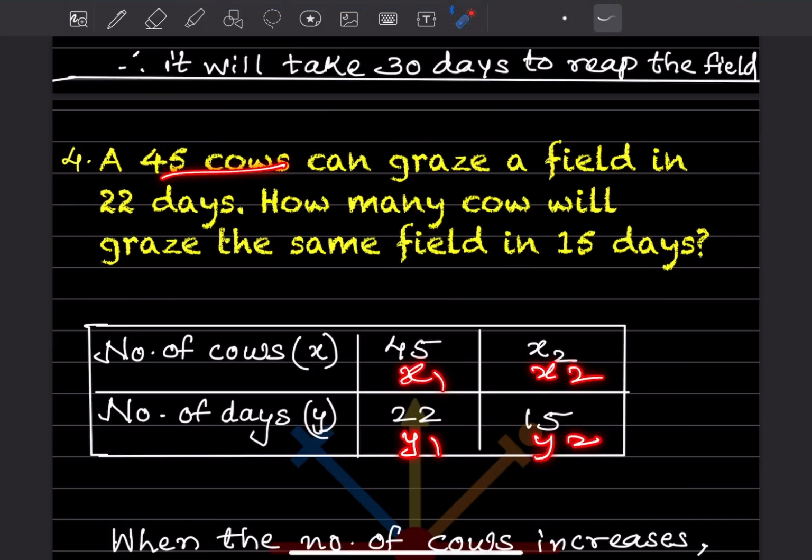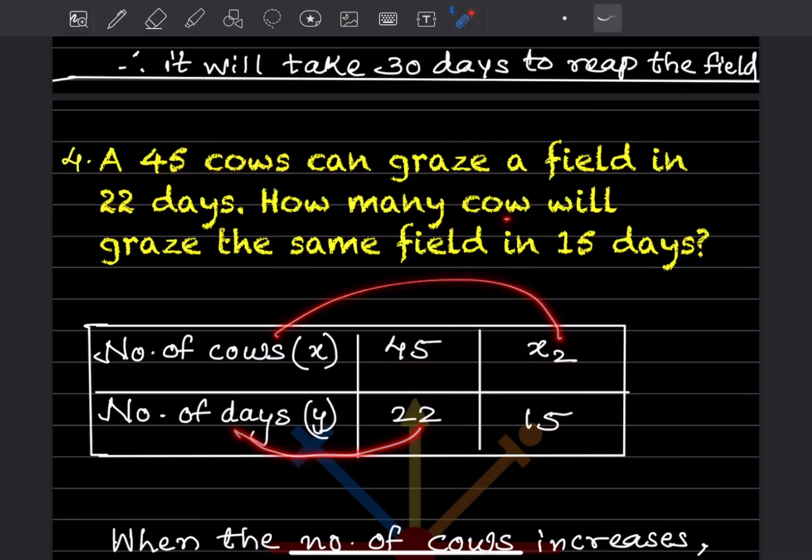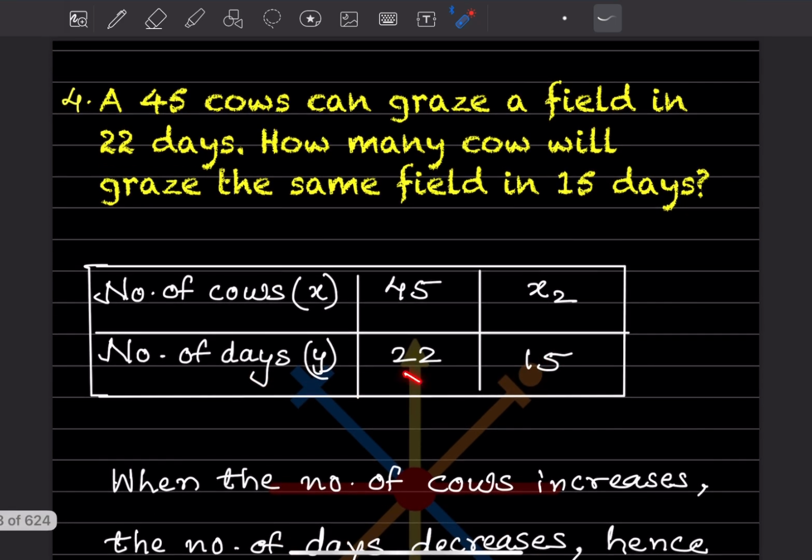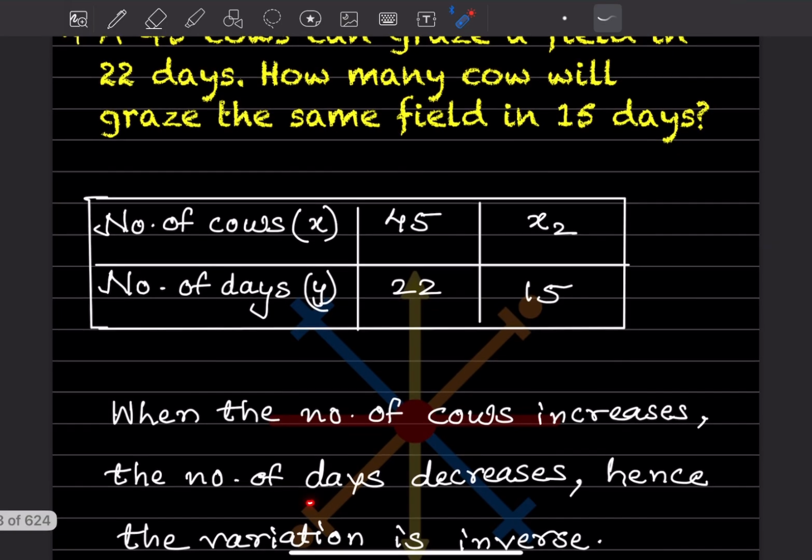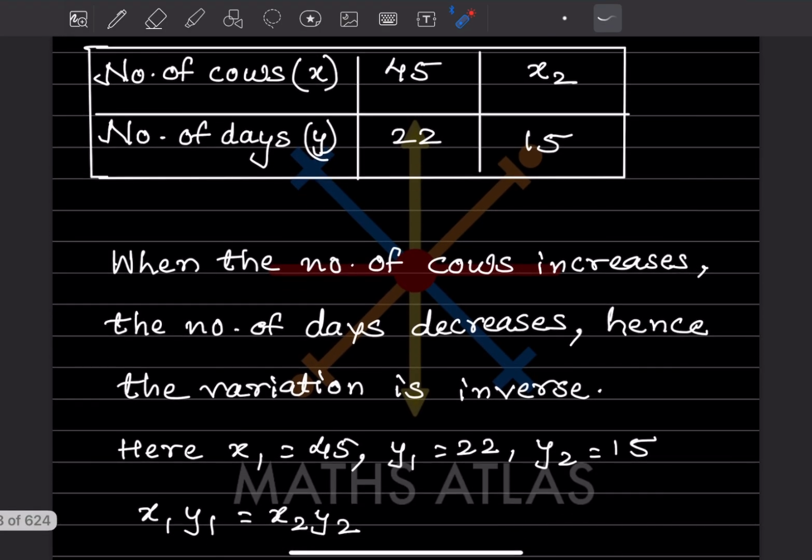There are 45 cows, so in place of this we'll put 45, and the number of days is 22. How many cows we don't know, that is x2, and this is going to be 15. Now in this case, we can see the number of days is decreasing, so the number of cows should increase. So here the variation is inverse.